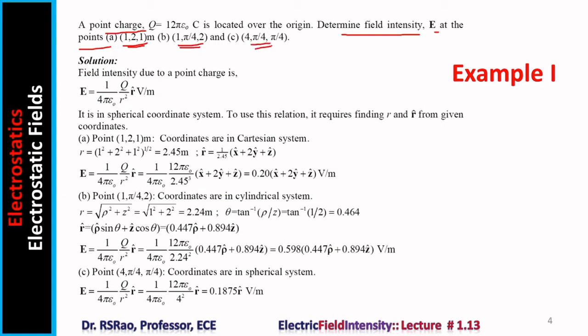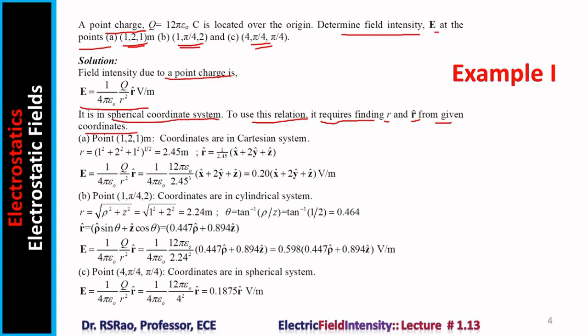in spherical. Now field intensity due to a point charge is given by this formula, E equal to 1 by 4 pi epsilon naught Q by r square r cap. Here the medium is assumed to be free space. Notice this expression is in spherical system, and also this expression assumes the source charge at the origin. To use this relation, it requires finding small r and r cap. Small r means radial vector, r cap is unit vector along radial direction from the given coordinates.